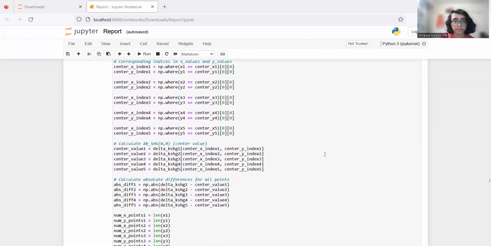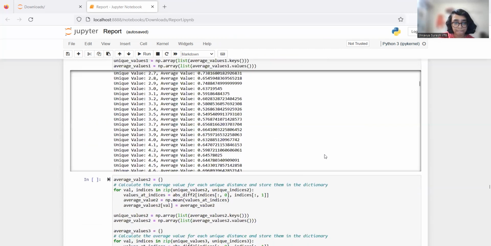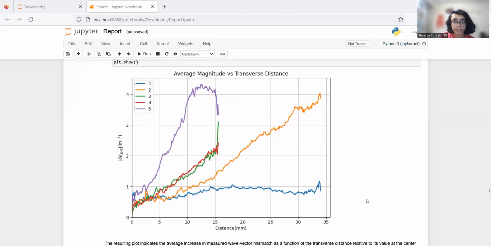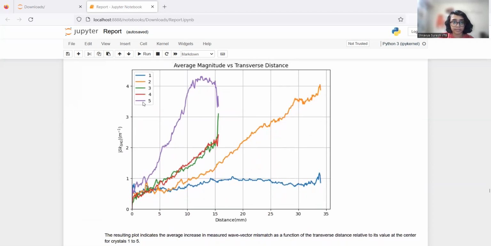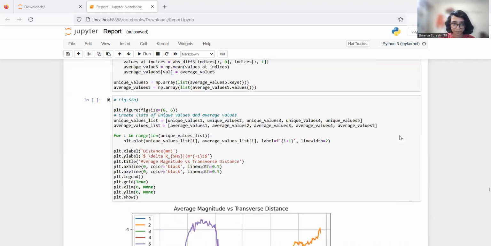The results of that plot can be seen as follows. This is the graph that we obtained, and as you can see, the crystals are colored accordingly. From this graph, we observe that crystal 1 had a significantly lower variation in the value of delta K as compared to crystal number 2. Specifically, I'm relating these two because crystals 1 and 2 have the same aperture length of 48 millimeters. As for crystals 3, 4, and 5, we notice that there's a maximum variation in value for crystal number 5, and crystals 3 and 4 are relatively similar in their variation, as we can see over here.